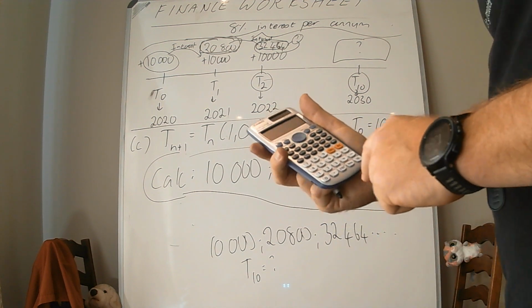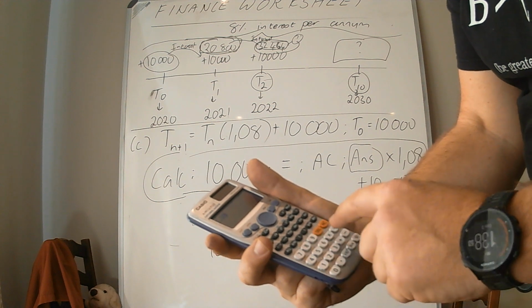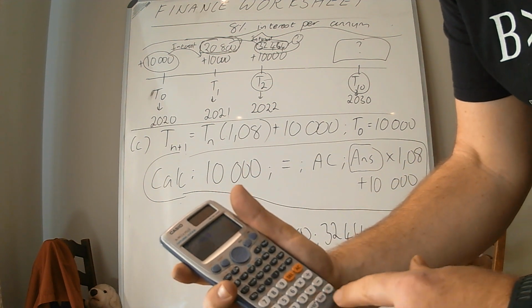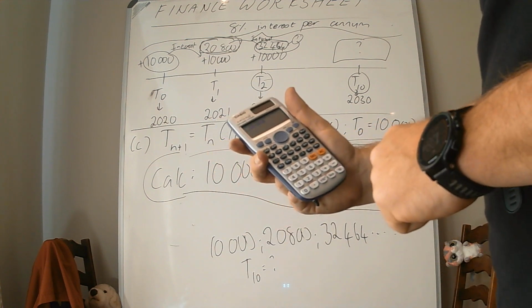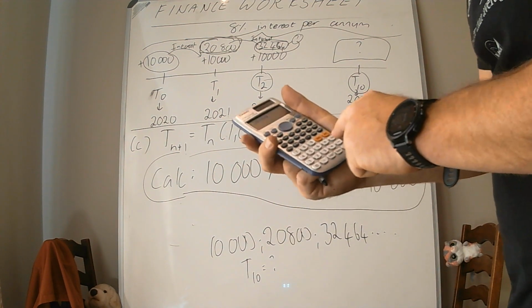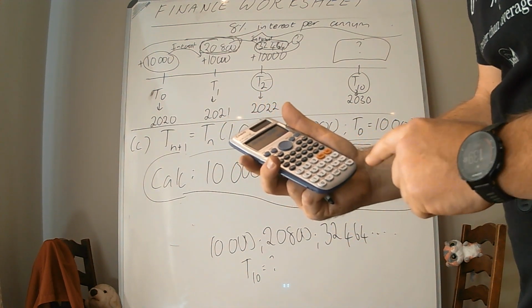You're going to go answer times 1.08 by your answer, your previous amount in other words, okay, times by your answer, and then you've got to add 10,000, so plus 10,000. Now you've got to check if it's working.